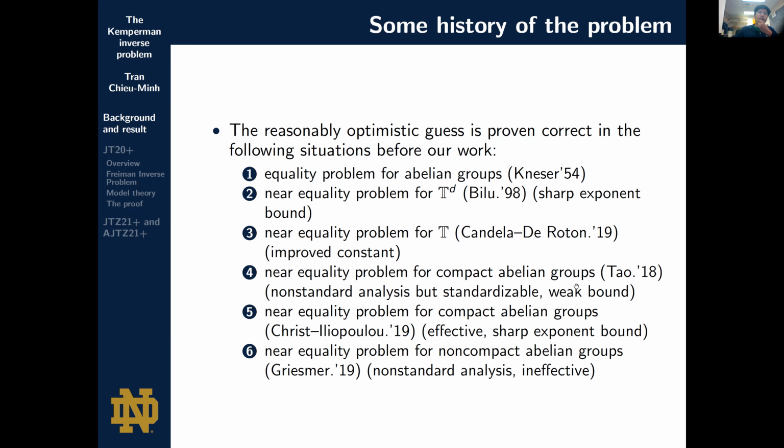The near equality problem for compact abelian groups was only done by Tao in 2018 using non-standard analysis. But to be fair, this can be standardized and it gives a quick bound. And Christ and Iliopoulou gave a sharp and effective bound for this in 2019. For non-compact groups, this was solved by Griesmer in 2019, also using non-standard analysis, but in a more serious way, and it cannot be made effective.